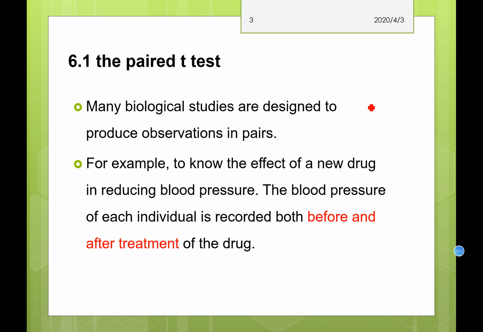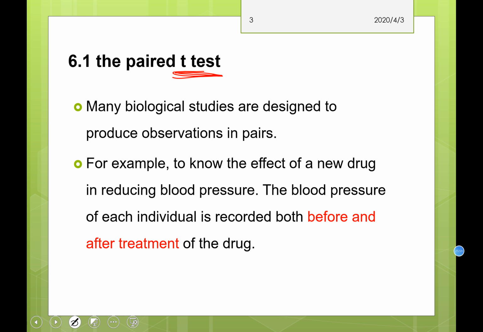The first method is called the paired t-test. So in step 2, you need to calculate the t value, and it has a similar formula for the calculation.